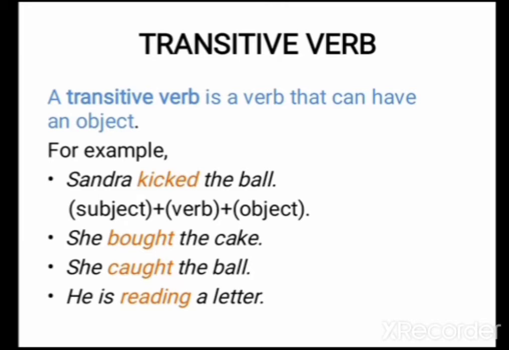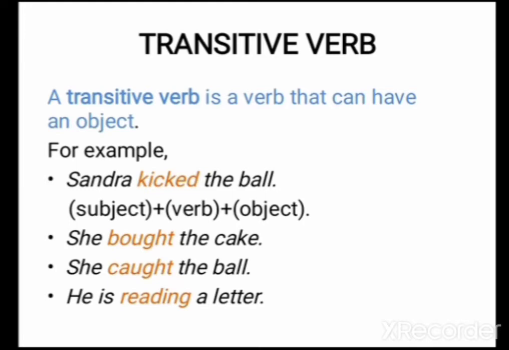She bought the cake. Here, it is a transitive verb. The verb bought takes the object, the cake. Next sentence, she caught the ball. Here, she is the subject, caught is the verb, and the ball is the object. This is a transitive verb. The verb caught takes the object, the ball. Last sentence, he is reading a letter. The letter is the object and the verb reading is taking that object, so it is a transitive verb.